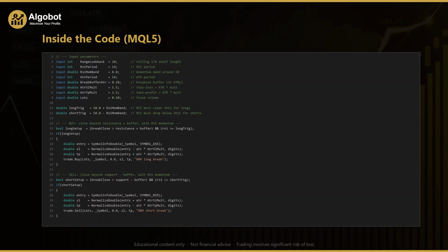The sell block is the mirror image. Short setup is true when the close is below support minus the buffer, and RSI is at or below the short threshold. The EA reads the bid, places the stop loss above the entry and the take profit below it, and calls trade.sell. Notice both sides use the same ATR scaled distances, so the trade geometry stays consistent whichever way the market breaks. That's the entire decision in just a few lines.